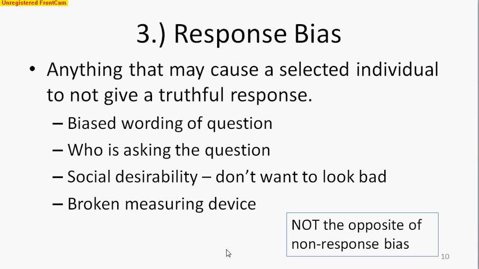Another form of response bias could be a broken measuring device. Let's just say I'm weighing those bears and the scale that I'm having the bear stand on is broken and it's giving me wrong answers. Well, it's not the bear's fault, but I am getting a wrong, untruthful response because of something that I was doing. So any of those are examples of response bias.